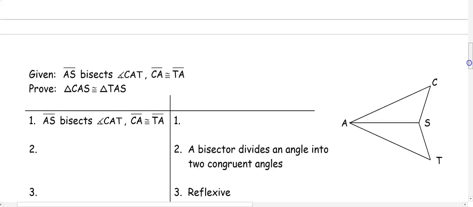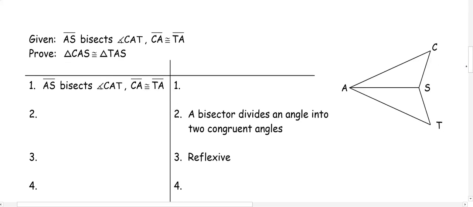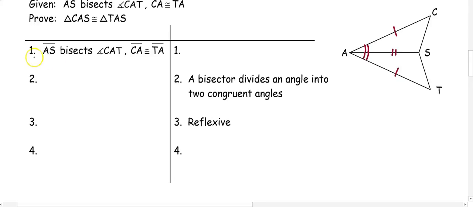So let's try another proof. Given that AS bisects CAT, so CAT is this whole angle, and AS bisects it, which means this angle here is congruent to this angle here. We are also told that CA is congruent to TA, and by looking at the picture, we can also mark AS is congruent to itself by reflexive property. So we have some of the steps written out for us, and we're going to fill in the rest of it. So the first statement is our given statement, and the reason is that it's given to us. Now, this statement, I can't do anything else with it, so I just take that. I know I have one of my sides.